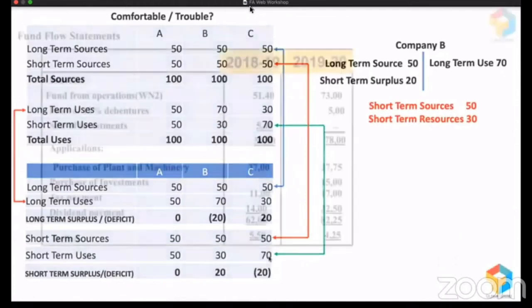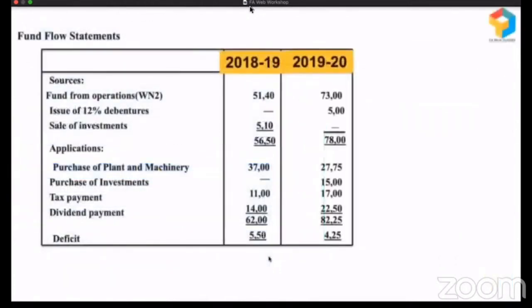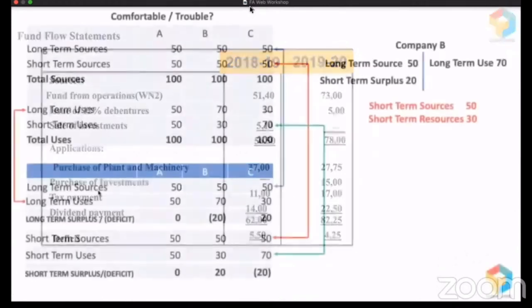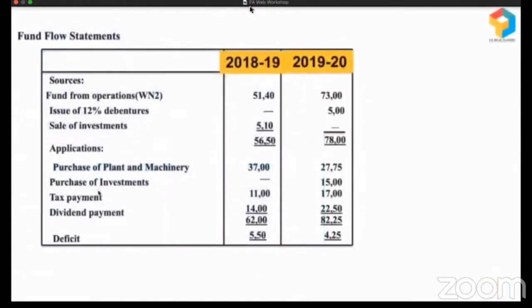Let me give you a real life fund flow statement. It will look something like this. It's basically part of it. Look, here you have the sources and here you have the applications. Sources we basically call long-term sources. Applications we call long-term uses, like what we have seen here. Okay, now look at this.